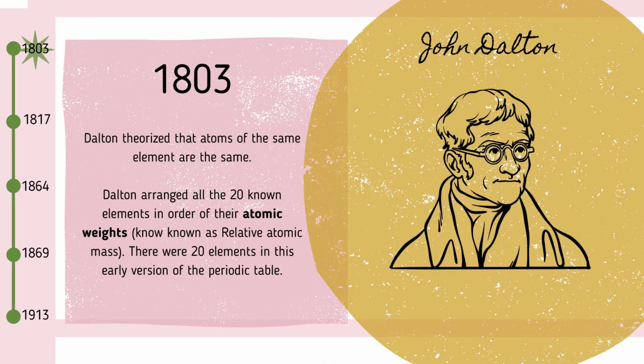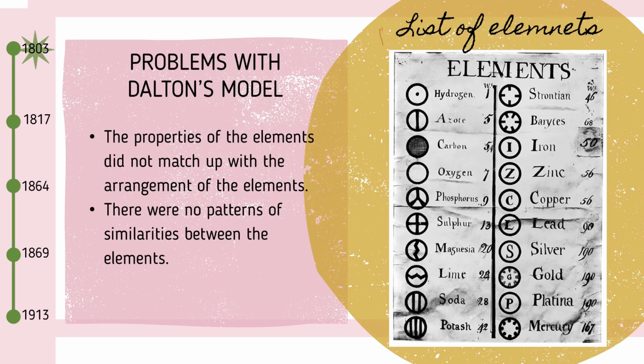In 1803, John Dalton theorized that atoms of the same element are the same. Dalton arranged all the 20 known elements in the order of their atomic weights, now known as the relative atomic mass. There were 20 elements in his early version of the periodic table. On your right hand side, you can see the list of elements which he arranged according to the atomic weights.